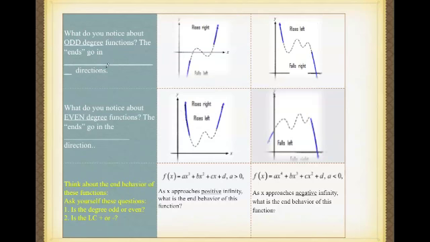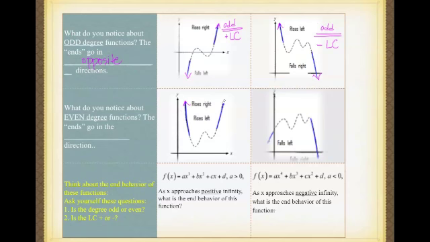And here's where you can fill this in your notes. What do you notice about odd degree functions? The ends go in opposite directions. So one's up, one's down, and one's up, and here it's the opposite. So this would be a function that has a positive lead coefficient, but it's odd degree. This one is also odd because they're going in opposite directions, and I know it has a negative lead coefficient.